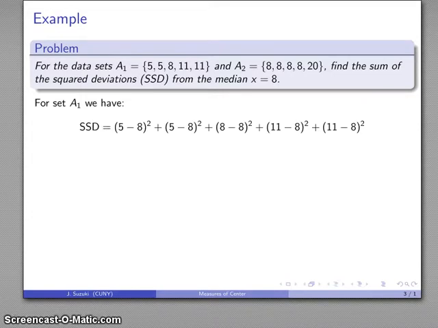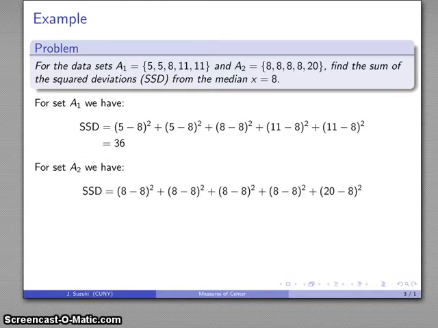So for our first set, my sum of the squared deviations, again, that's going to be data value minus my representative center: 5 minus 8 squared, again, 5 minus 8 squared, 8 minus 8 squared, 11 minus 8 squared, 11 minus 8 squared, and I find the sum of the squared deviations is going to be 36.